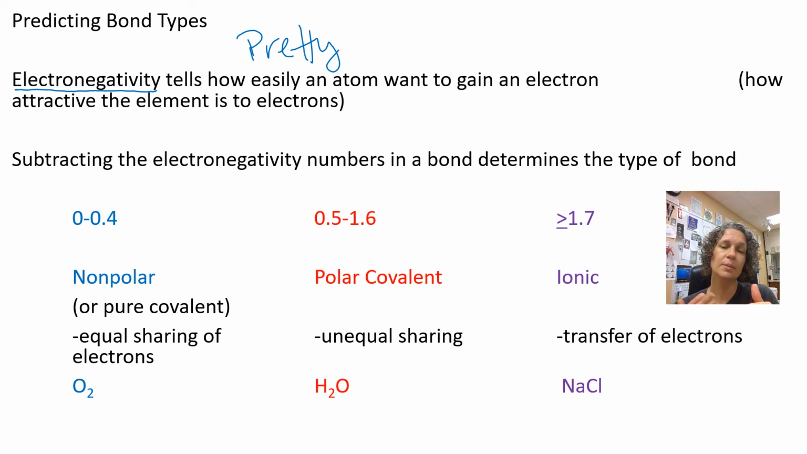If you get a difference of 0.5 to 1.6, it's considered polar covalent, which is an unequal sharing, which means more of the electrons are closer to one atom versus the other. But they are still held together. Or if you get a value that is greater than or equal to 1.7, you have an ionic bond, which is a complete transfer. One atom will give up its electrons and become positive. One atom will gain the electrons and become negative, and so the positive and negative hold them together.